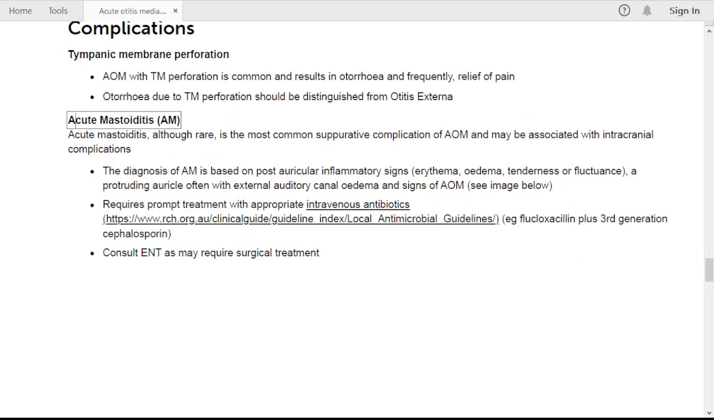Acute mastoiditis, AM. Acute mastoiditis, although rare, is the most common suppurative complication of AOM and may be associated with complications. The diagnosis of AM is based on post-auricular inflammatory signs, erythema, edema, tenderness, or fluctuance, and a protruding auricle often with external auditory canal edema and signs of AOM, see image below.